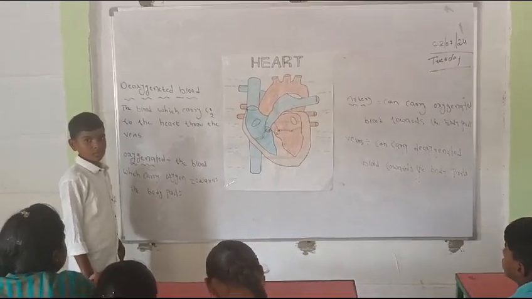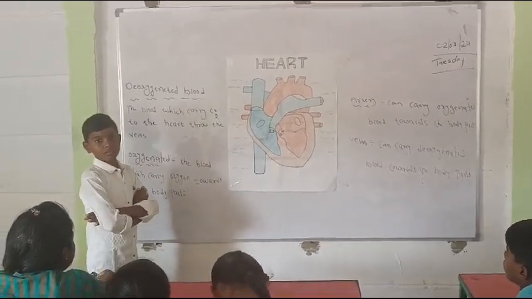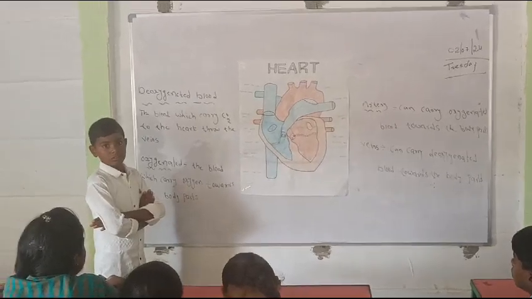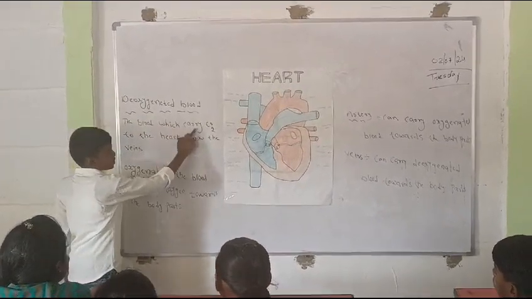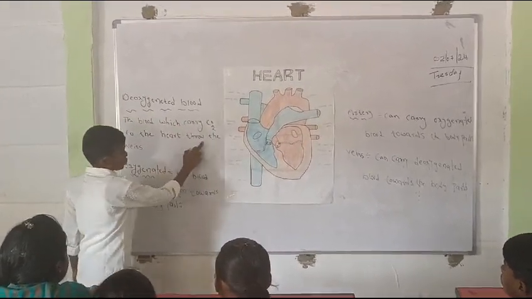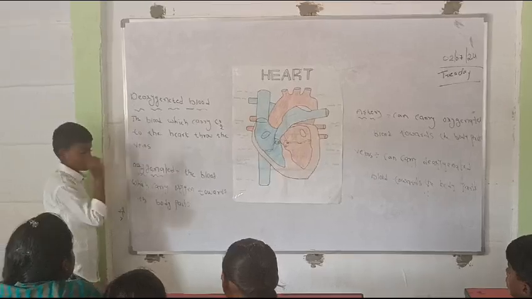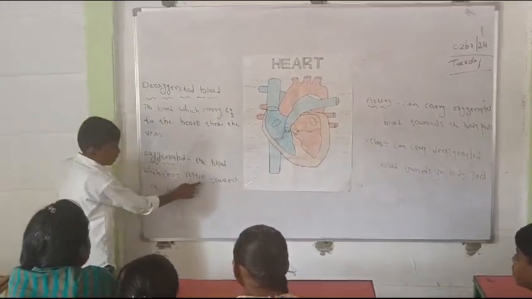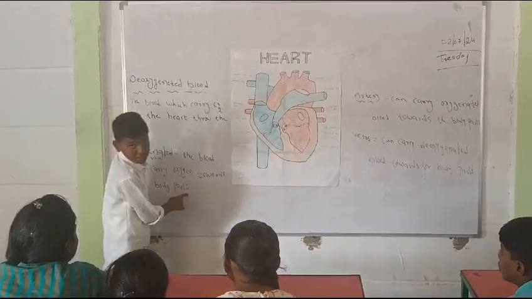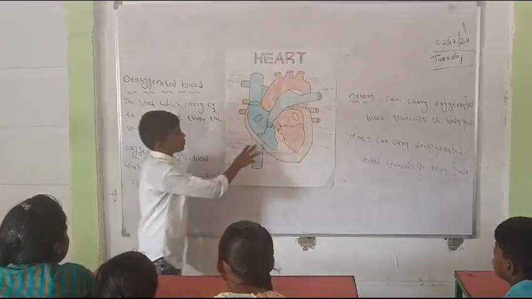So, what is your name, beta? Tell me first of all, what is deoxygenated blood? Deoxygenated blood is the blood which carries CO2 to the heart through the veins. Yes. What is oxygenated blood? Oxygenated blood is the blood which carries oxygen towards the body parts. Okay, beta. Tell me, what is the function of the heart?